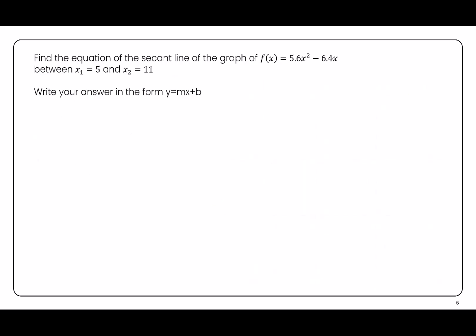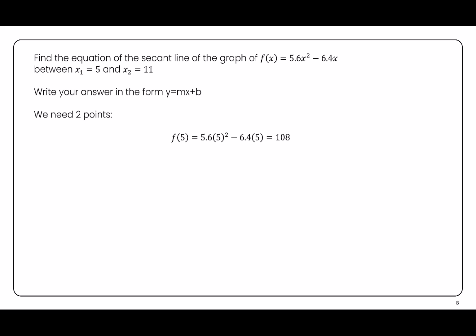Let's find the equation of the secant line of the graph of f of x equals 5.6x squared minus 6.4x between x1 is 5 and x2 is 11. We're going to write our answer in the form y equals mx plus b. To get started, we need 2 points.